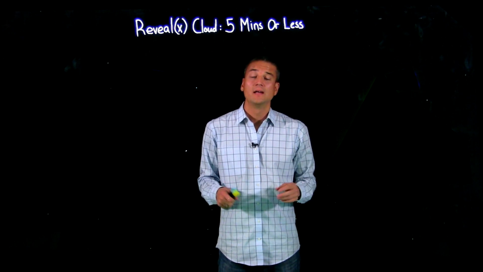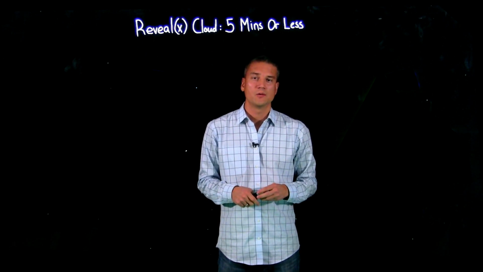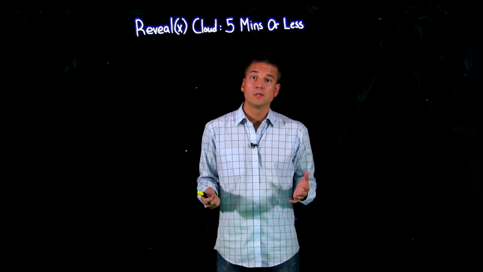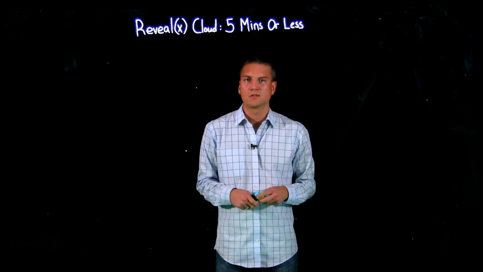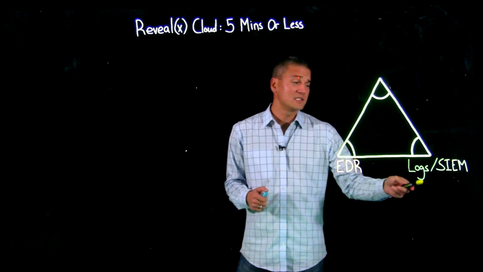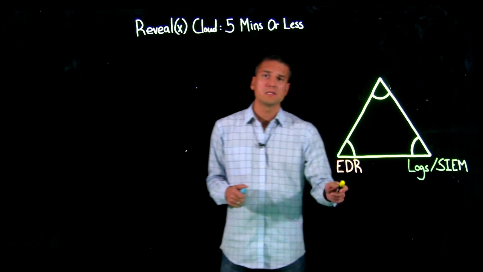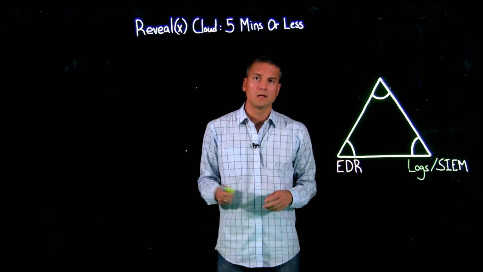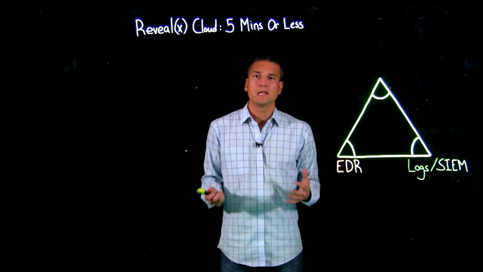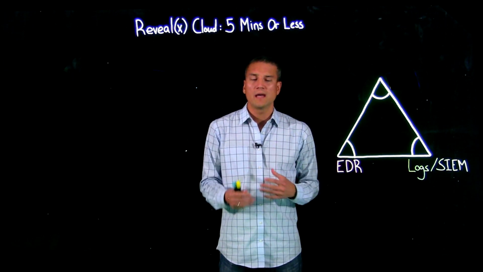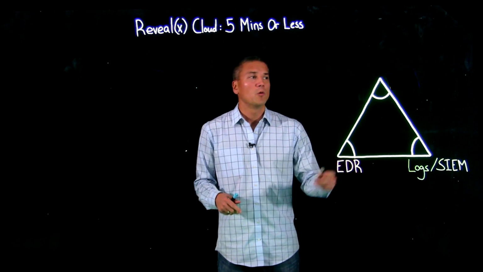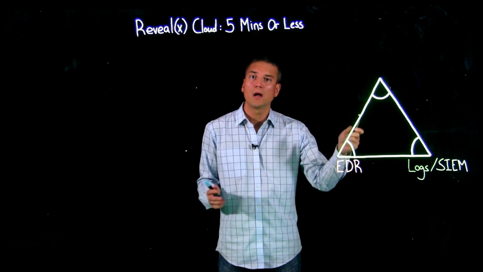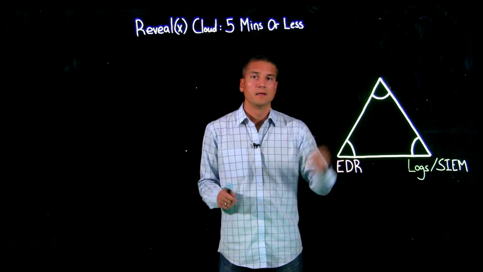Today we're going to talk about network detection and response, or NDR in the cloud. Previously, cloud visibility has been tied to two main data sources: logs and SIEM, and endpoint detection and response, or EDR. Both of these are great data sources, but they both have a few drawbacks that I'd like to call out. And it's the missing link for our cloud visibility triangle, or our cloud visibility triad.